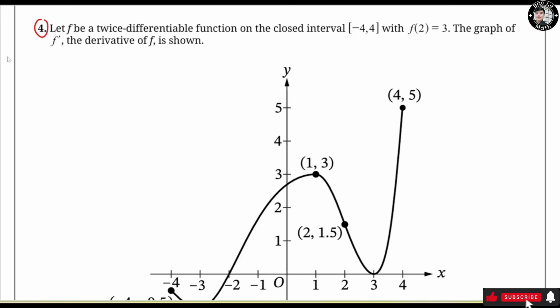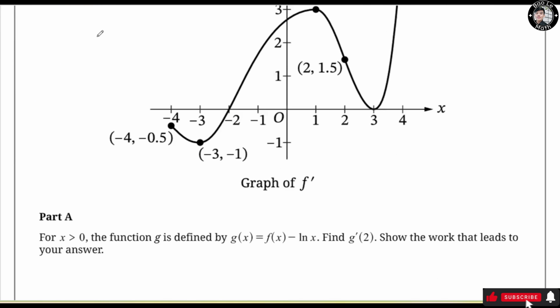Question 4. This one is for AB and BC. Let f be a twice-differentiable function on the closed interval -4 to 4 with f of 2 equals 3. The graph of the function f prime, the derivative of f, is shown below.